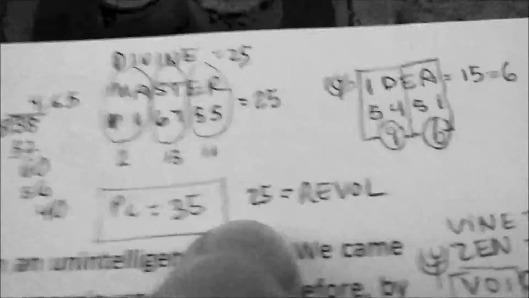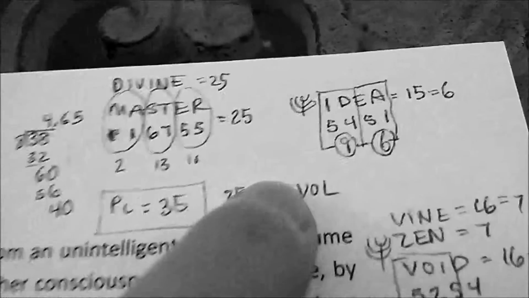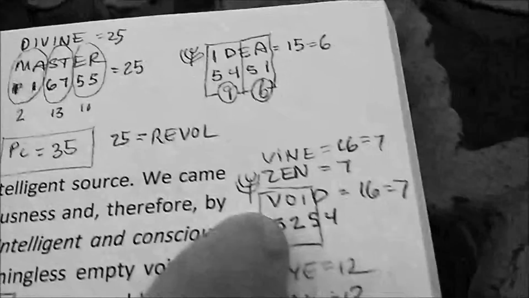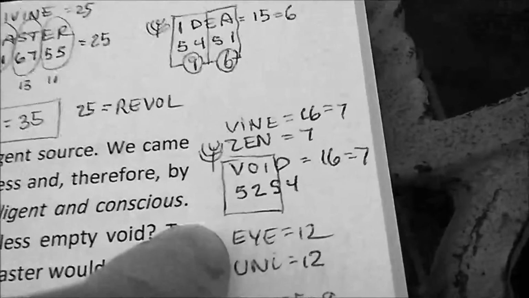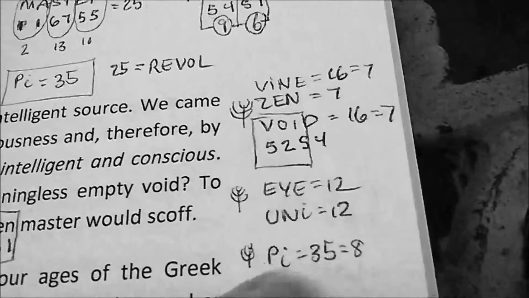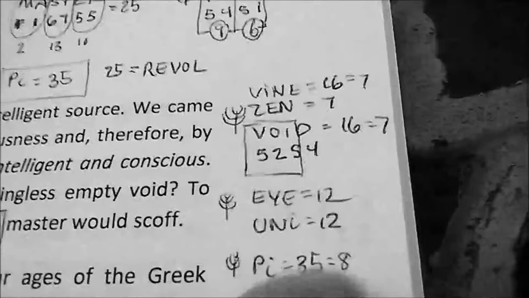However, this is the Menorah gematria, not the simple. So I wanted to show you this. Okay, also, let's show you everything on this page. Also, it reduces to an 8.